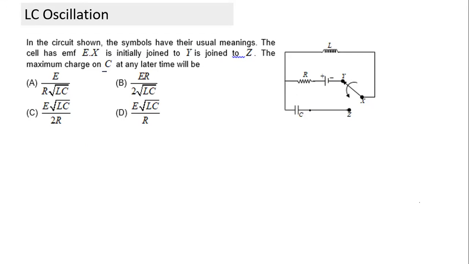X is initially joined to Y, and then is shifted to this. Initially, energy is given to the inductor. When it is initially connected, after a long time, the current will be equal to E by R. And when I switch from here to this point, it becomes an LC circuit. Initially the total energy has been given to the inductor, and the charge will keep changing. So Karthikeya, what will be the maximum charge on C? How do we find it out?